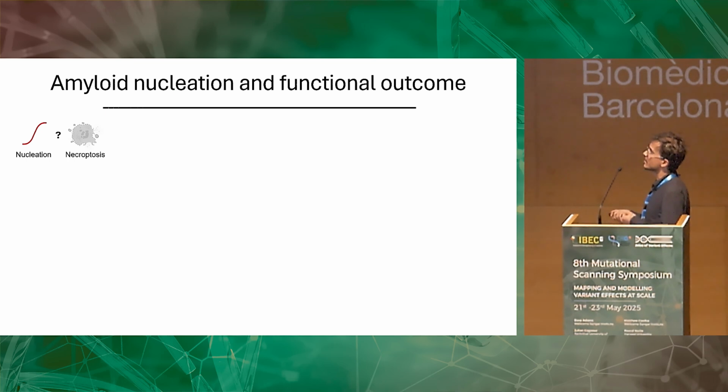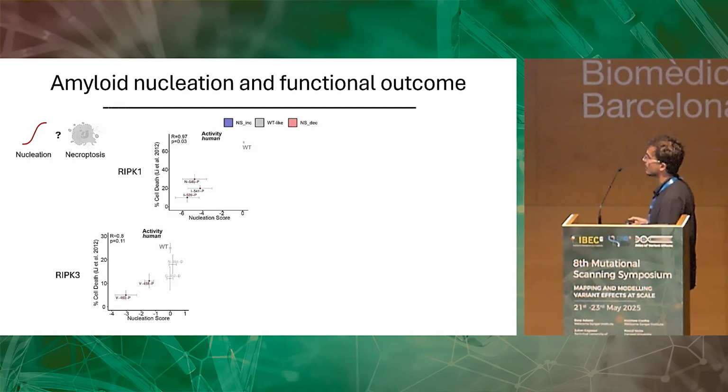But what's the relationship between amyloid nucleation and necroptosis, the functional outcome of these enzymes? For this, we started searching in the literature for some evidence, some measurement of the effect of mutations on the RHIM domain in the kinase activity or in the necroptosis pathway. And we mainly find this effect of mutation on cell death, as you can see here. So you can clearly see that we have a positive correlation between our nucleation score and cell death. But also here, we can see that most of these mutations that decrease nucleation are wild-type-like.